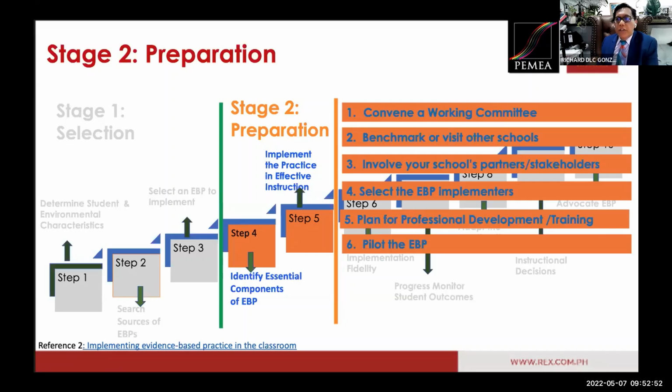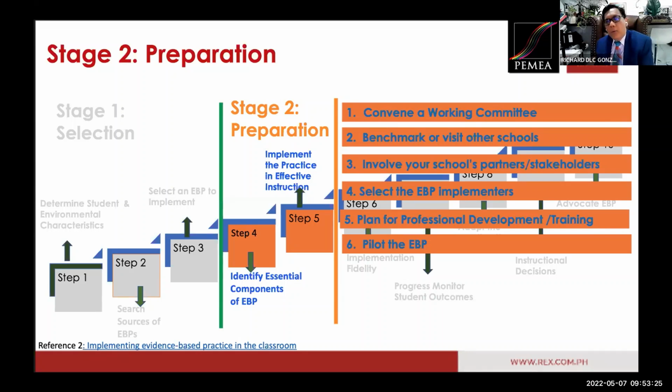And of course, after you have selected the EBP and planned for professional development, the next step is to pilot your program. By piloting the program or the practice on a small scale and demonstrating the success with your school leaders or community, you can build support and a sense of ownership for the program, and then spread the word to other schools and school staff.